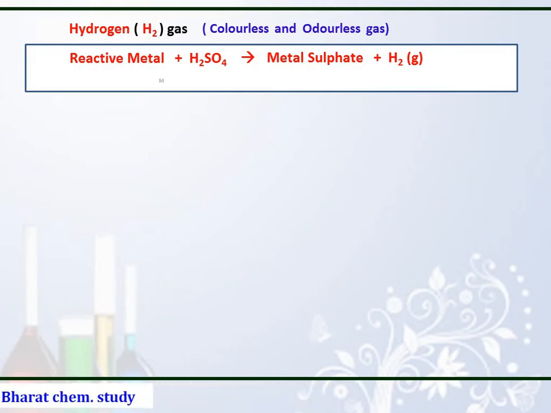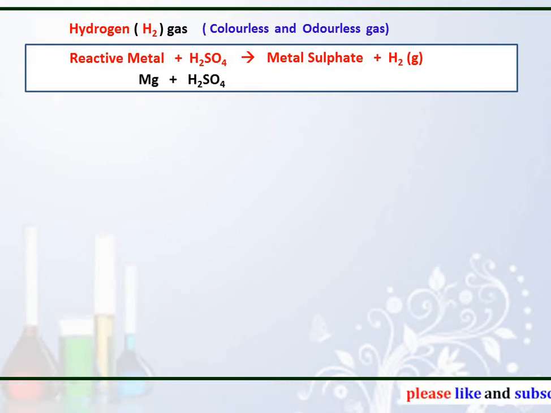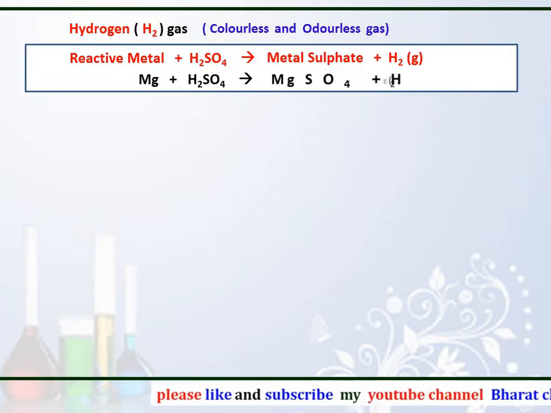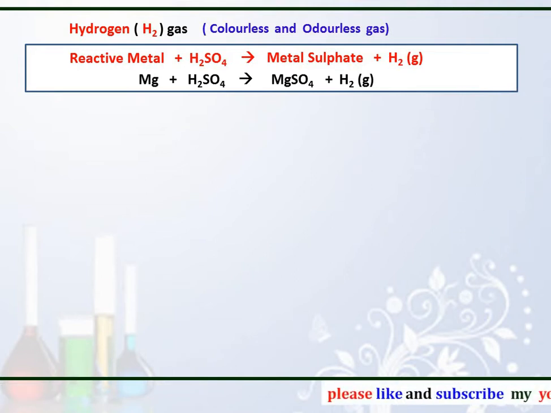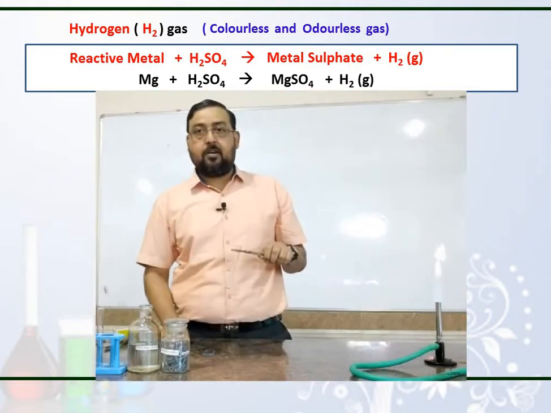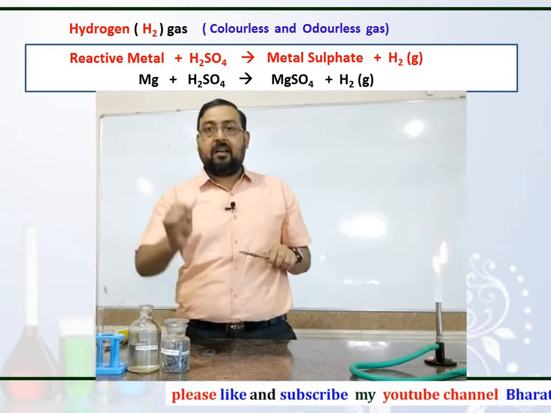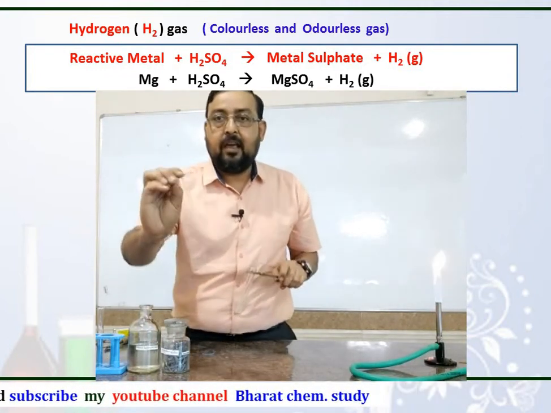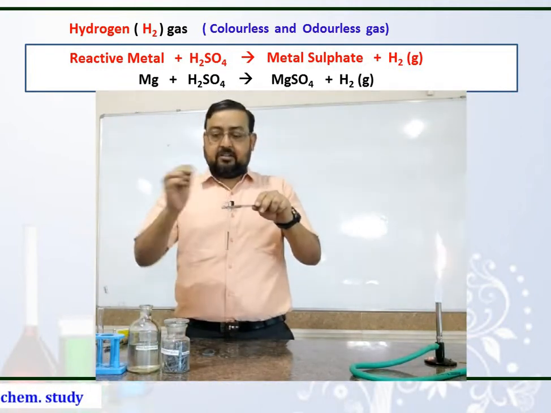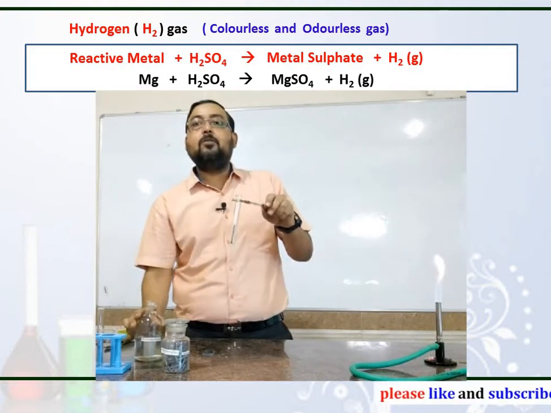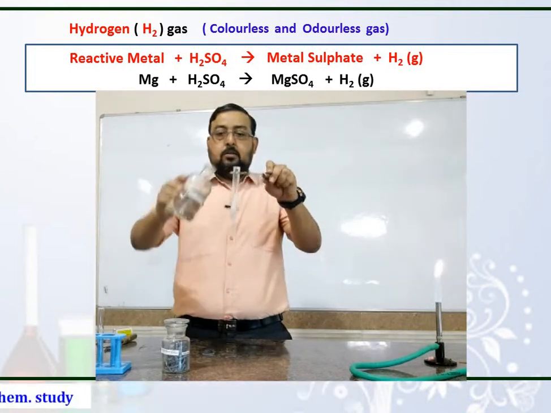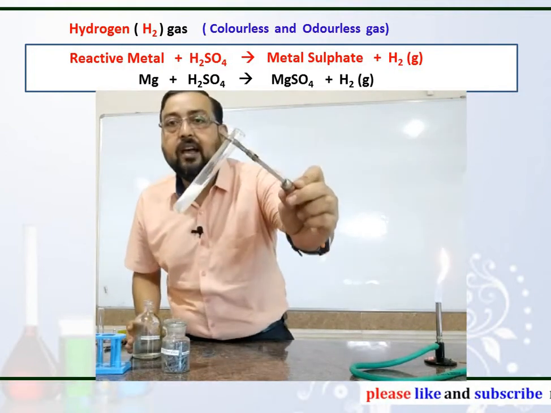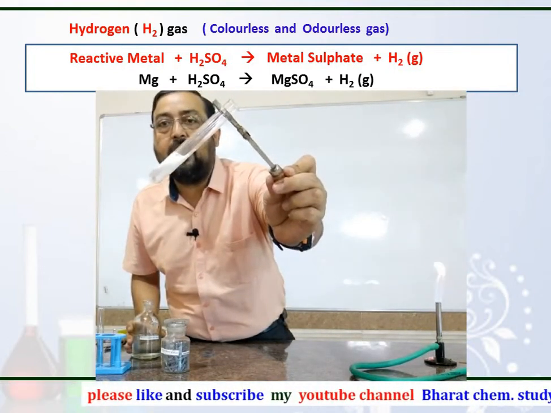For example, when magnesium reacts with dilute sulfuric acid, it produces magnesium sulfate and hydrogen gas. So let's see how magnesium reacts with dilute sulfuric acid to produce hydrogen gas. Formation of hydrogen gas by using magnesium ribbon. Magnesium ribbon looks like this, and we are going to add magnesium ribbon, and now we are going to add dilute sulfuric acid in it and see what happens. So you can clearly see the effervescence of formation of hydrogen gas.